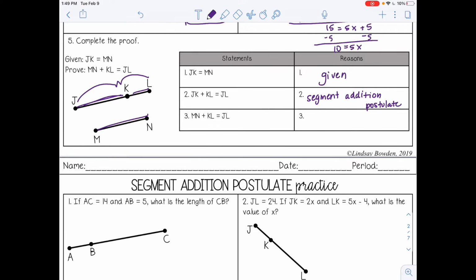All right, and then the next one says MN plus KL equals JL. So basically I've taken this and substituted it for MN, and I can do that because they're equal. If two things are equal, I can substitute one for the other in an equation and it still keeps that equation true. That's called the substitution property of equality.